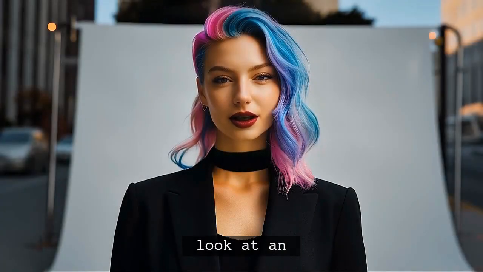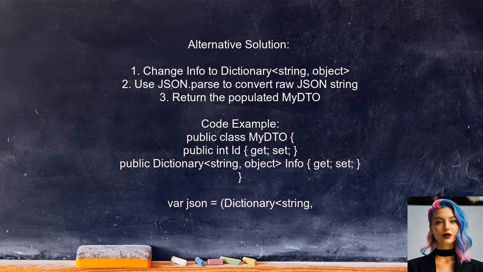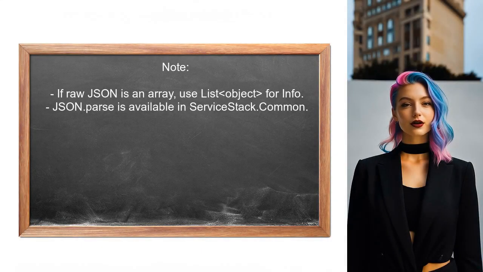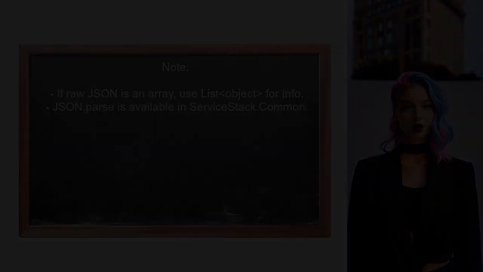Let's take a look at an answer from another user. An alternative solution from another user suggests modifying the DTO structure. Instead of using a string for the info property, they recommend using a dictionary to hold the JSON data. This way, you can parse the raw JSON string into a dictionary before returning the DTO. If the raw JSON string is an array, they suggest using a list of objects instead. This approach allows ServiceStack to handle the JSON correctly without escaping the characters.